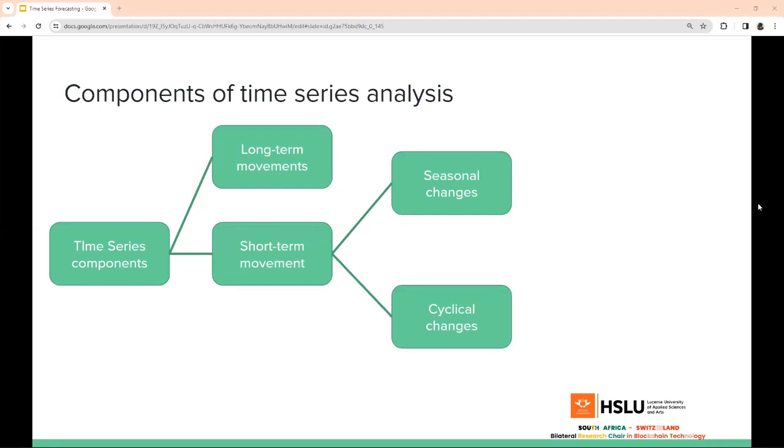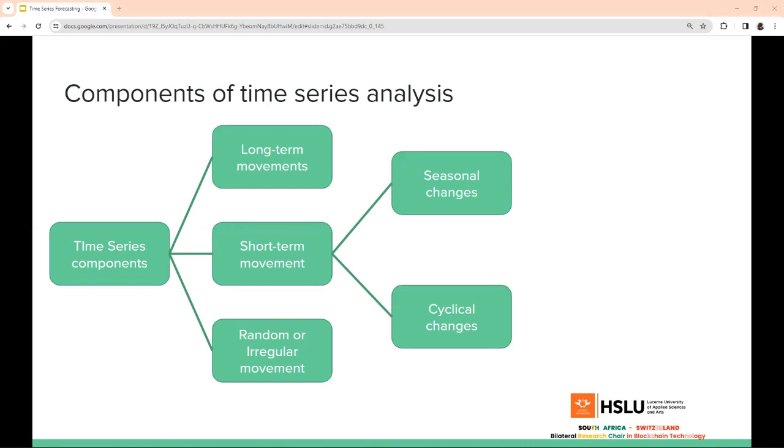And that's cyclical change. The last one is random or irregular fluctuations, usually referred to as noise, because they are uncontrollable, unpredictable, and erratic. Things such as earthquakes, wars, floods, and other natural disasters which cannot be predicted. The other three, long-term movement and short-term movements, which include seasonal and cyclical changes, can be predicted. However, the irregular or random fluctuations cannot. So the other three are sometimes referred to as signals, and the random or irregular fluctuations are referred to as noise.